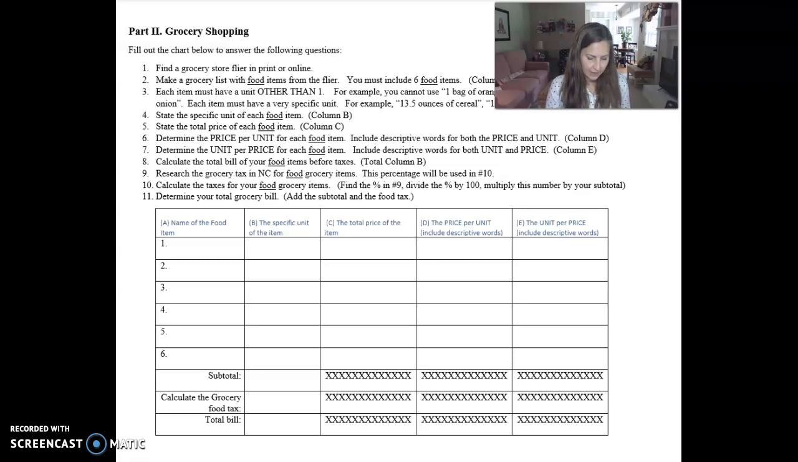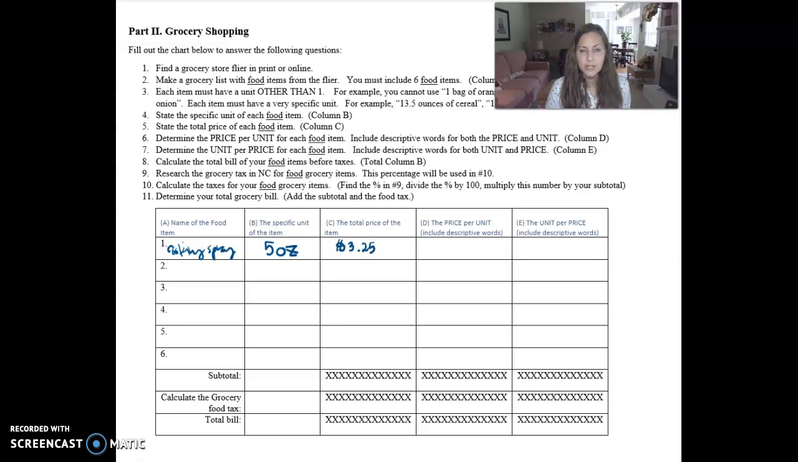So I took my flyer and I found 2 items that I'm going to pretend to use. My first one was cooking spray. Okay, the specific unit was 5 ounces. Now make sure you are using labels. It is extremely important that you label your blocks. The total price of my cooking spray is $3.25. The dollar sign is considered a label.